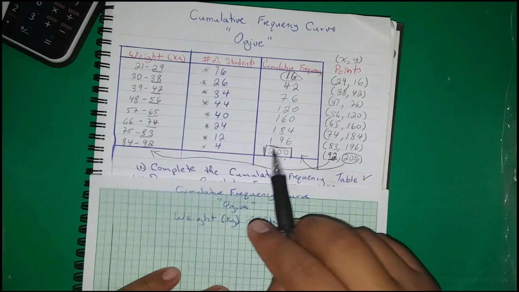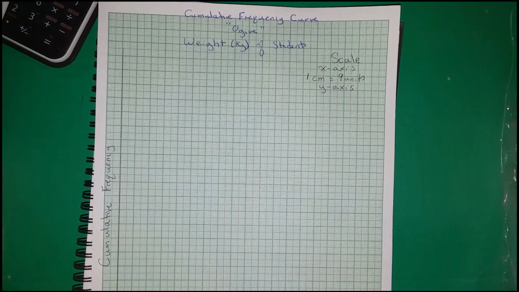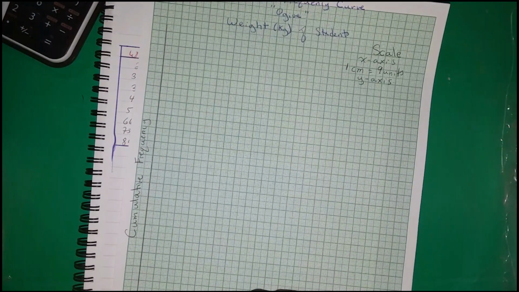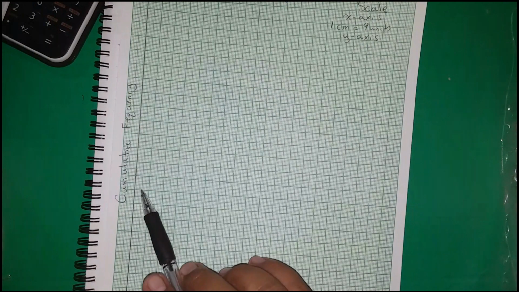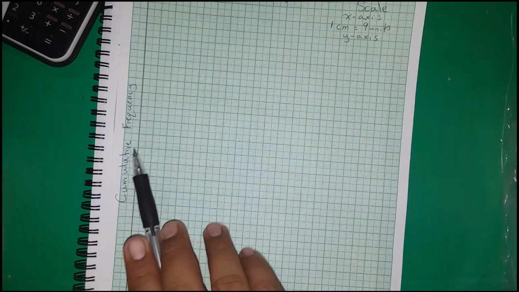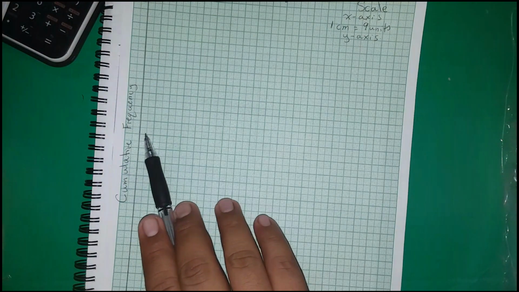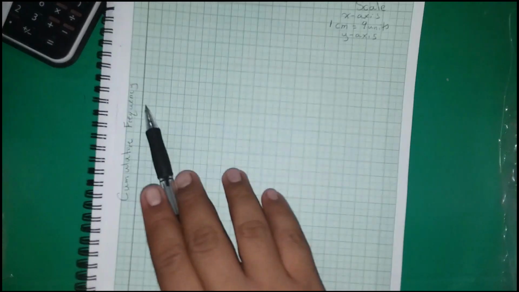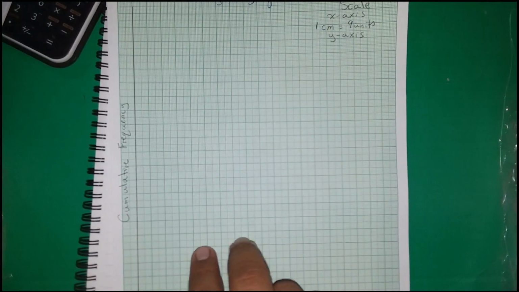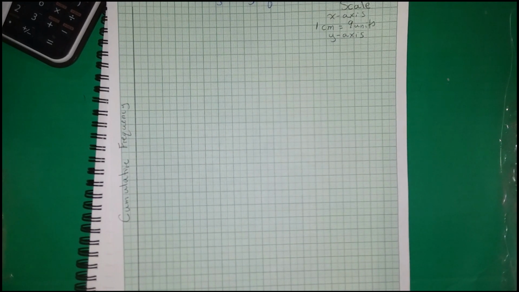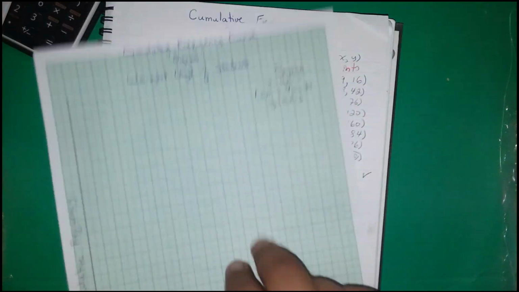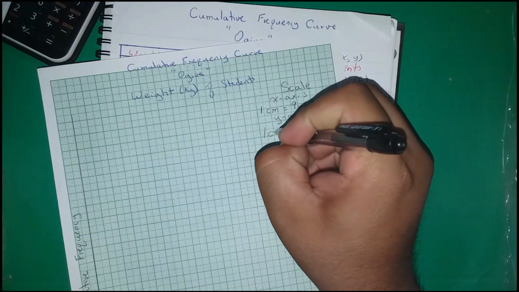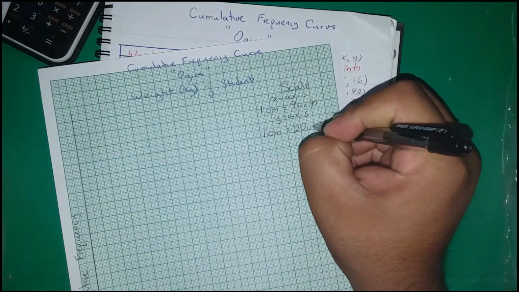So by how much should I go up? Let's think. If I go by tens, I will go 1 cm for 10 units. I will go 10, 20, 30, 40, 50, 60, 70, 80, 90, 100, 110, 120, 130, 140, 150, 160, 170. I will have a lot of numbers to put on that side. So what I'll decide is I will go up by 20s. So I put 1 cm equals 20 units.